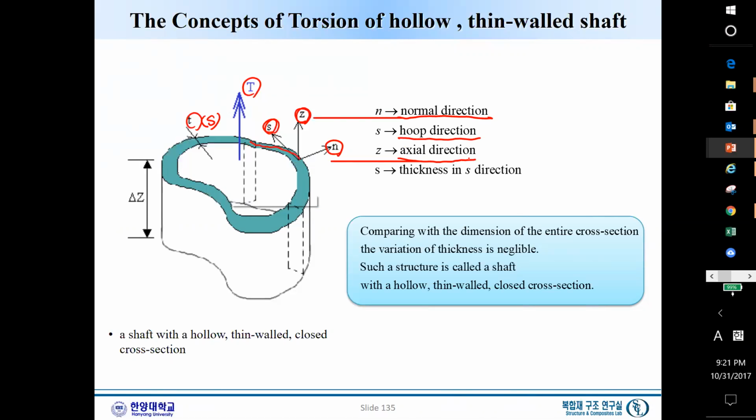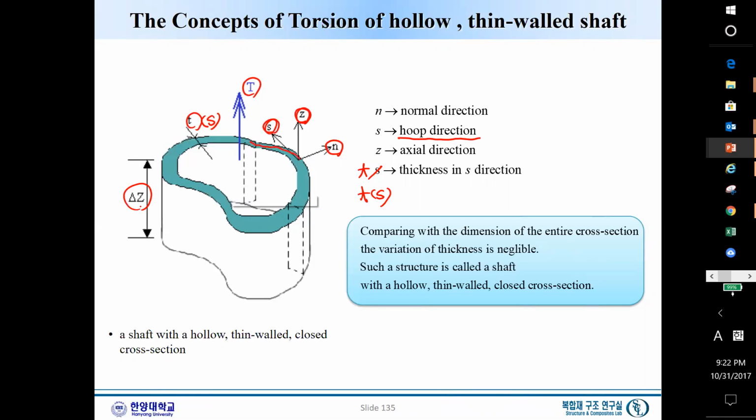I should say this is T. Okay, this is T, and this is the thickness in the S direction. So T is a function of S, is not constant, and can vary. That's a very important point in torsion of a hollow thin wall shaft. Okay, that's the simple geometry of this thin wall shaft.